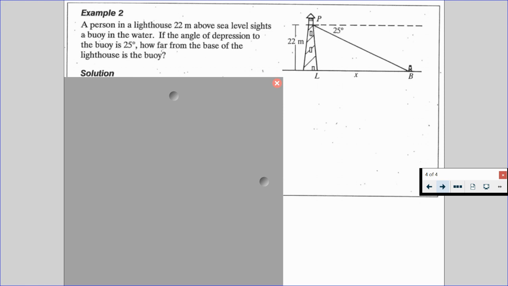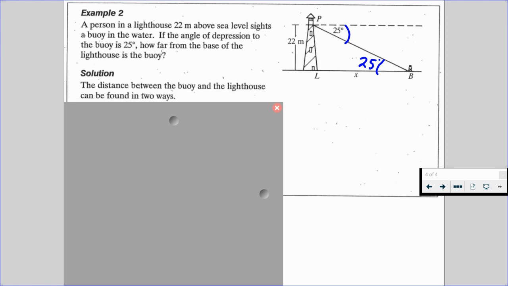In example number 2, a person in a lighthouse 22 meters above sea level sights a buoy in the water. If the angle of depression to the buoy is 25 degrees, how far from the base of the lighthouse is the buoy? Well, there's something that we can fill in here. If we know that the angle of depression is 25 degrees, this angle is going to be congruent to this angle. So angle PBL is also going to be 25 degrees, and we can use that to help us solve this problem. Now, there are 2 different ways that we can do this.